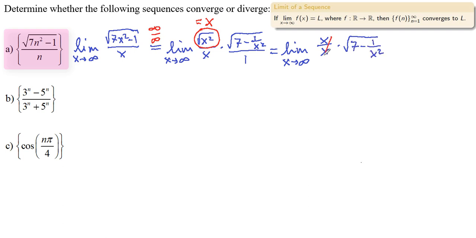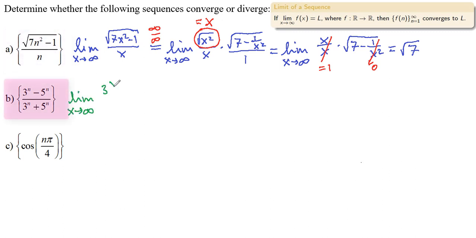First of all, the term x over x is just simply equal to 1, and 1 over x squared goes to 0 as x goes to infinity. This means the limit evaluates to the square root of 7. And so by our limit of sequence theorem, this sequence converges. We try the same theorem for the second sequence.